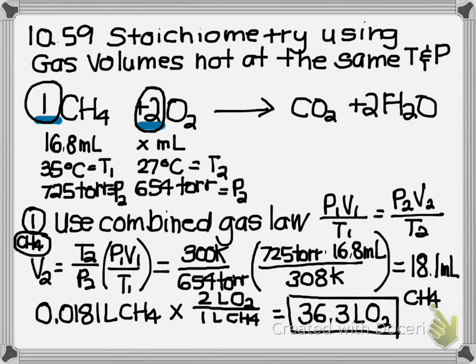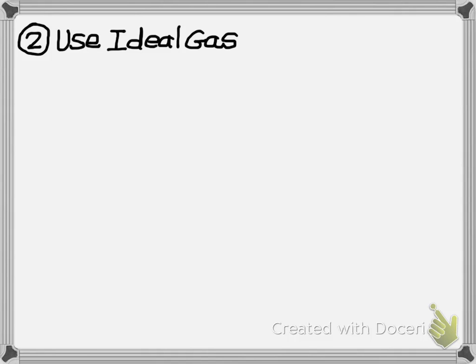Now let's look at the second way to determine this problem. The second way would be to use the ideal gas law. I don't mind this way. The only thing is you do have to convert more things into more units, because the ideal gas law has very specific units. So we have the same chemical equation that we did before.